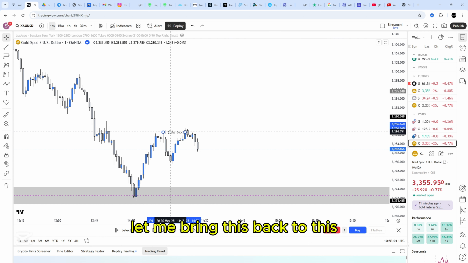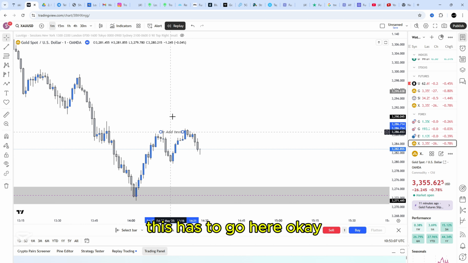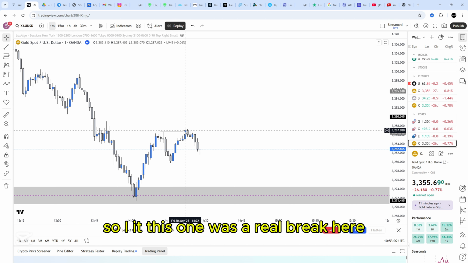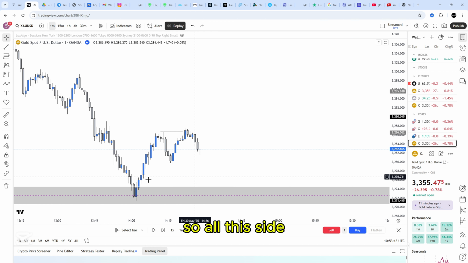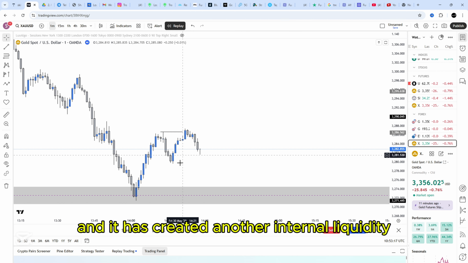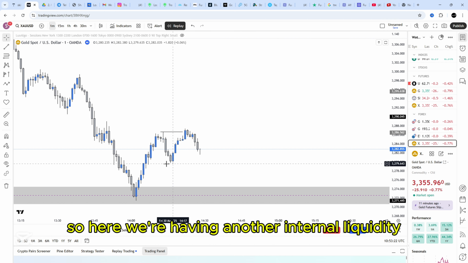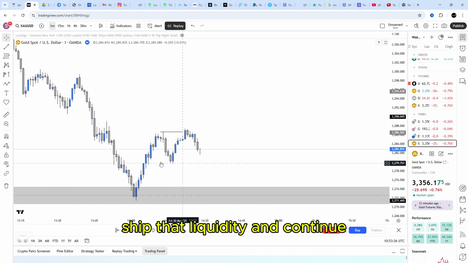Let me bring this back to this. Sorry, this has to go here. Okay, so this one was a real break here. So what do you think is going to happen? All this side, the market has created a new order block here, and it has created another internal liquidity. So here we have another internal liquidity, and the market has to come, sweep that liquidity and continue.